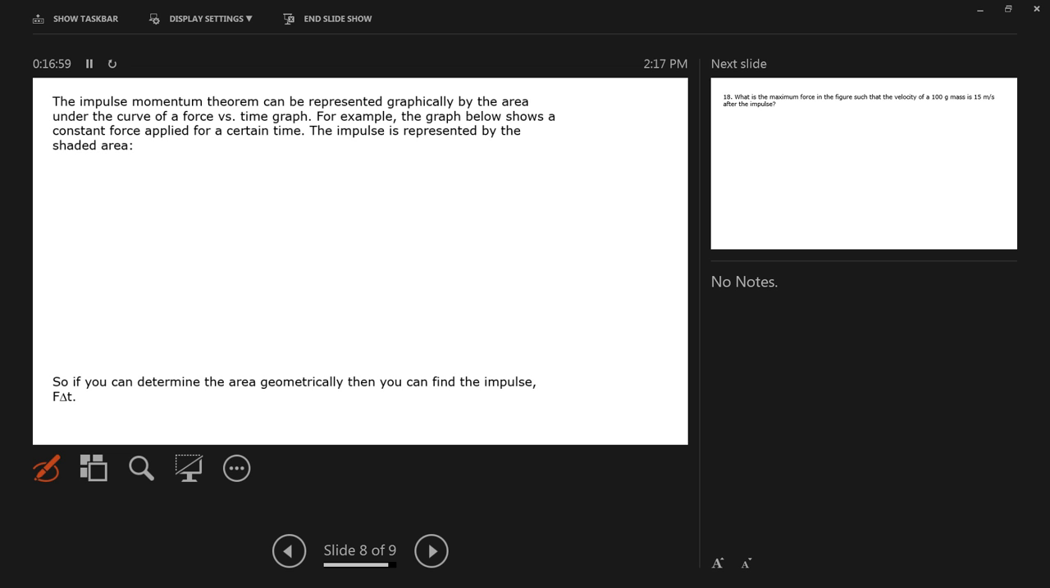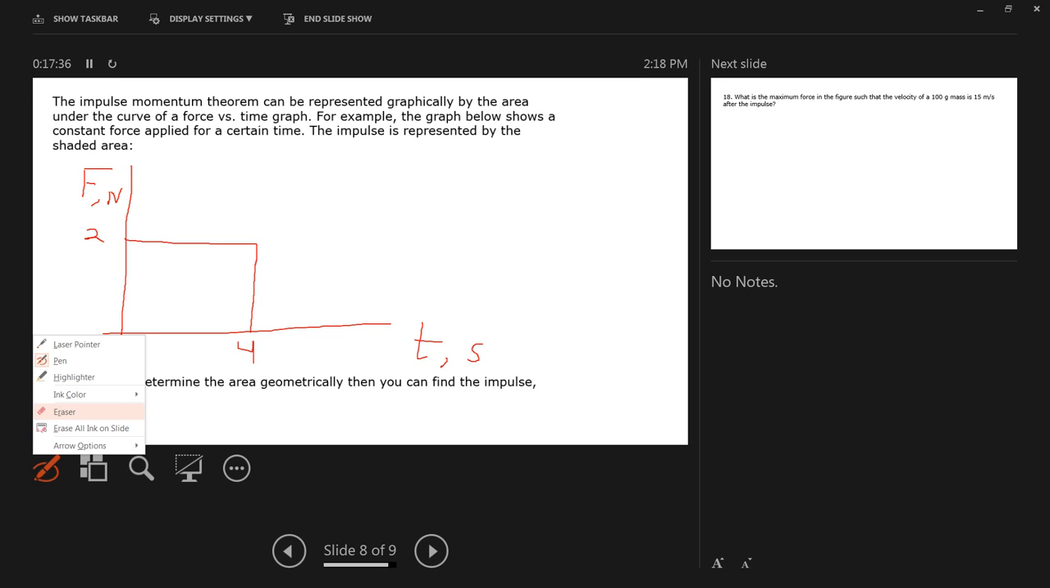So let's draw ourselves a graph here. My lines are not great, but here's a graph. If we can graph force versus time. Let's imagine we turn a force on and then we turn it off. So the force is 2 newtons and it's on for 4 seconds. And we have units of seconds here and newtons on our y-axis.